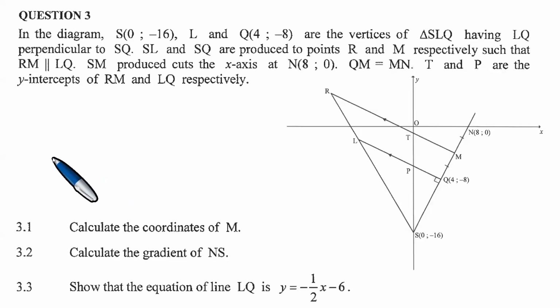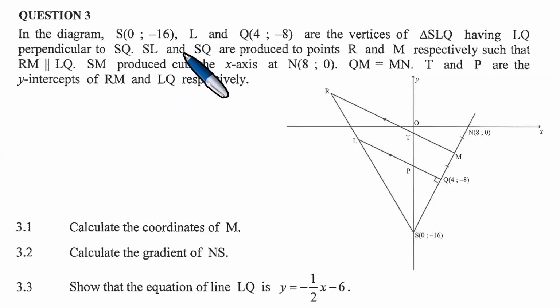In this lesson, we shall look at question 3 in the diagram. S has coordinates (0, -16), and L and Q, with the coordinates (4, -8), are the vertices of triangle SLQ. LQ is clearly perpendicular to SQ.